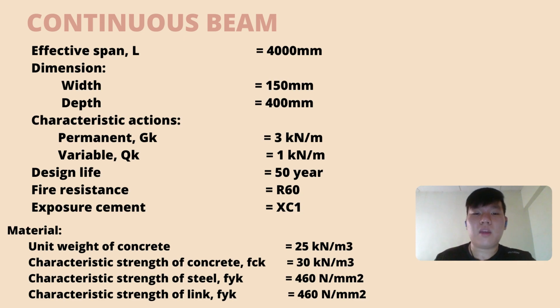Then the specification for continuous beam, the effective span L is 4000 mm, dimension is 150 mm, and the depth is 400 mm. And the permanent GK is 3 kN per meter, and the variable QK is 1 kN per meter, followed with the design life of 50 years, fire resistant R60, exposure class XC1, and the material is same as simply supported beam.